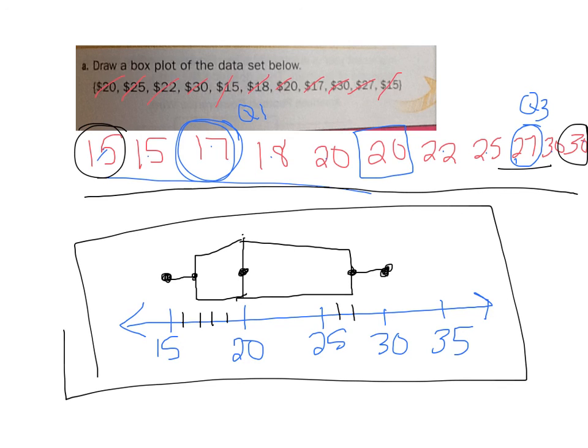Make sure you know what each of those little dots and lines stand for. I can also label them here so you can see it. This is your median, your Q3, your Q1 or your quartiles, and then your highest number and your lowest number in your data set.